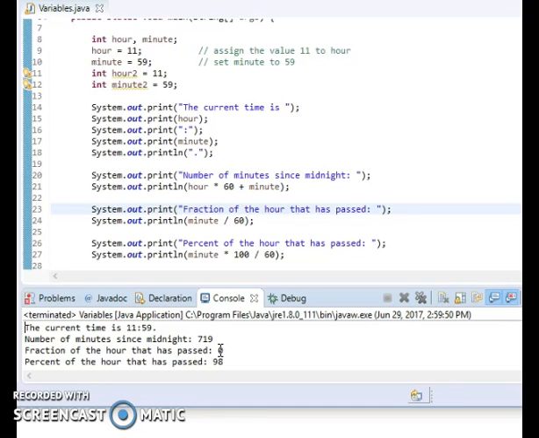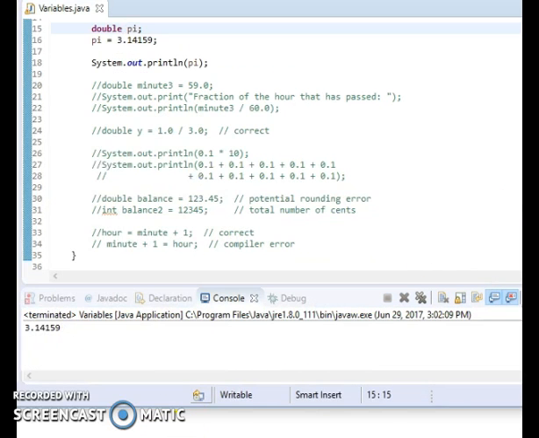If I deal with it as percent, I basically don't lose 2 decimal places because I move the decimal place over to the right twice by doing this. So this is correct. So this gives me 98% of the hour has passed, or 0.98 of the hour. So now let's look at some of these integer to decimal division errors and conversion problems we could potentially have.